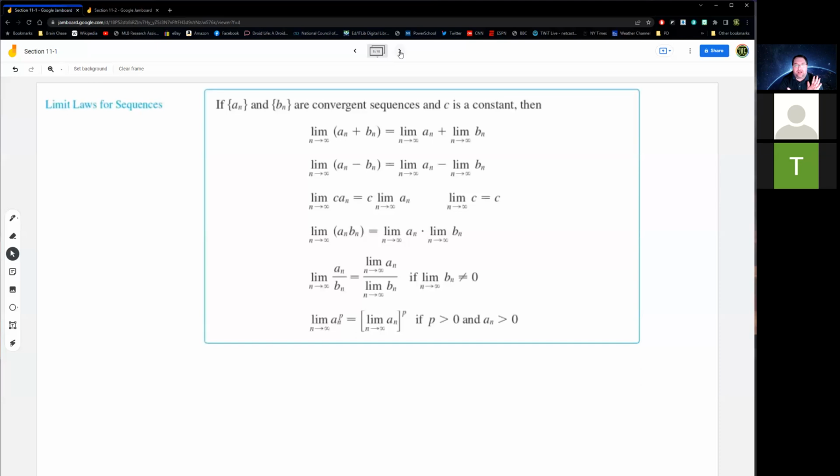As long as both A and B are convergent sequences, this will work. I can split things. If it's addition or subtraction, I can split them up and look at them individually. If I have a constant, I can pull it out. If I have multiplication, again, I can split it up. Same thing with division. So I can look at each piece individually. And if I have something raised to a power, I can look at the limit of the original piece and then raise that to the power.